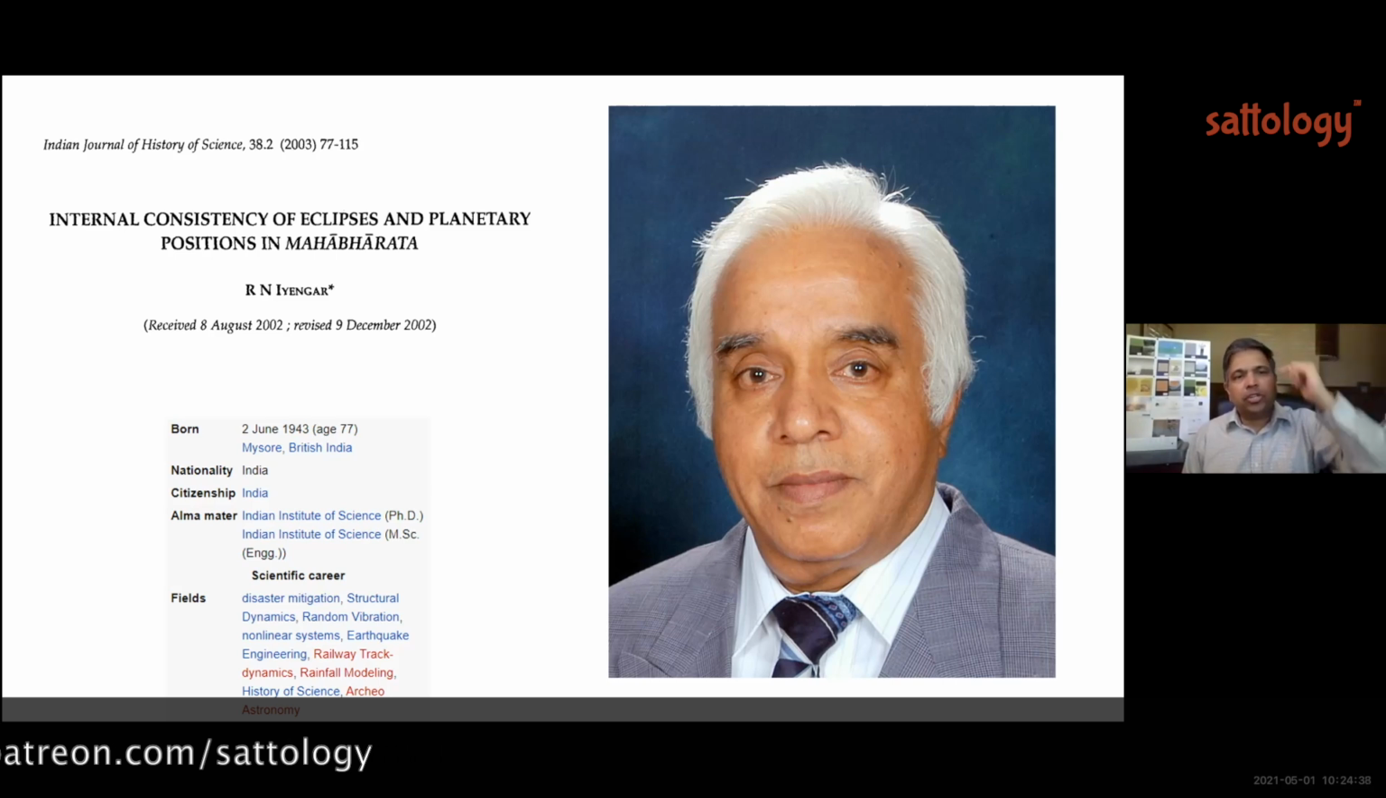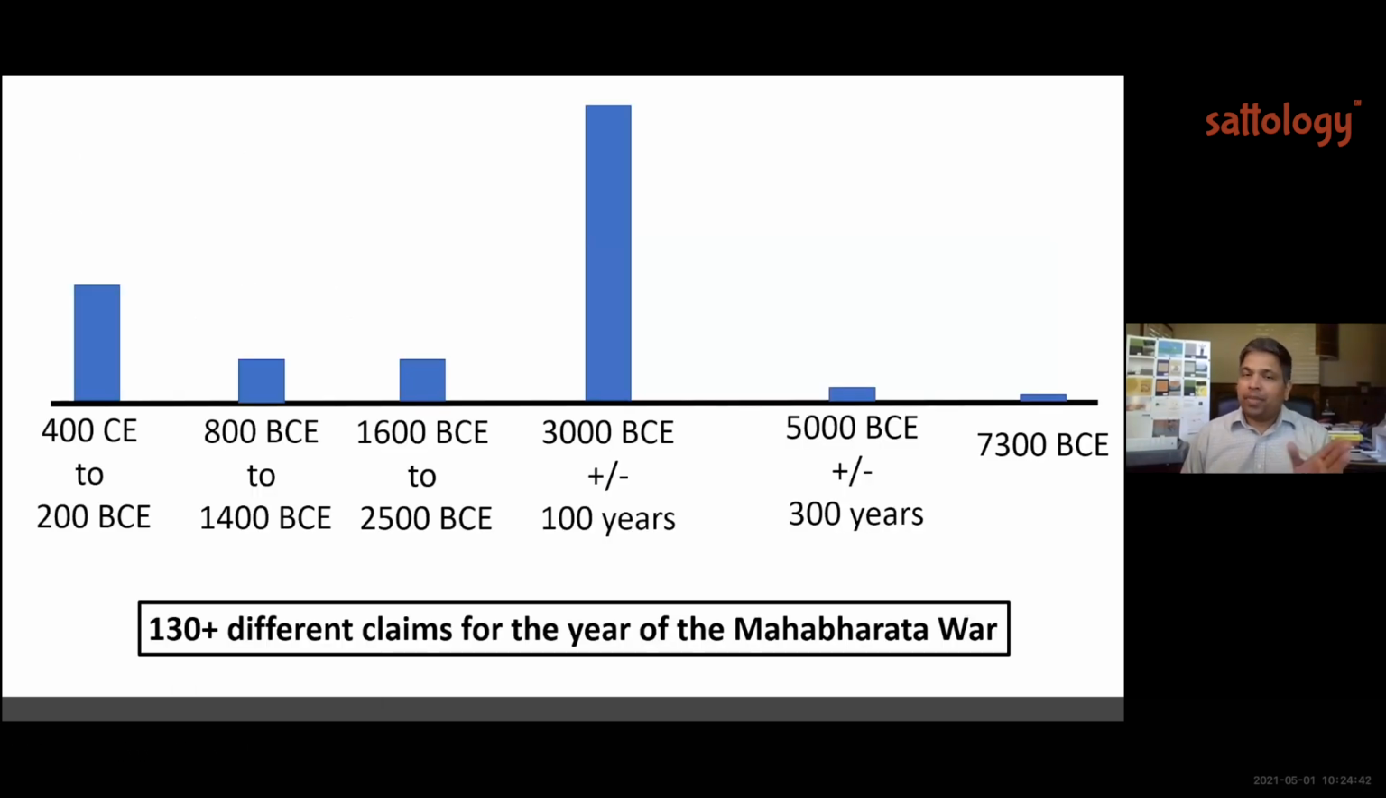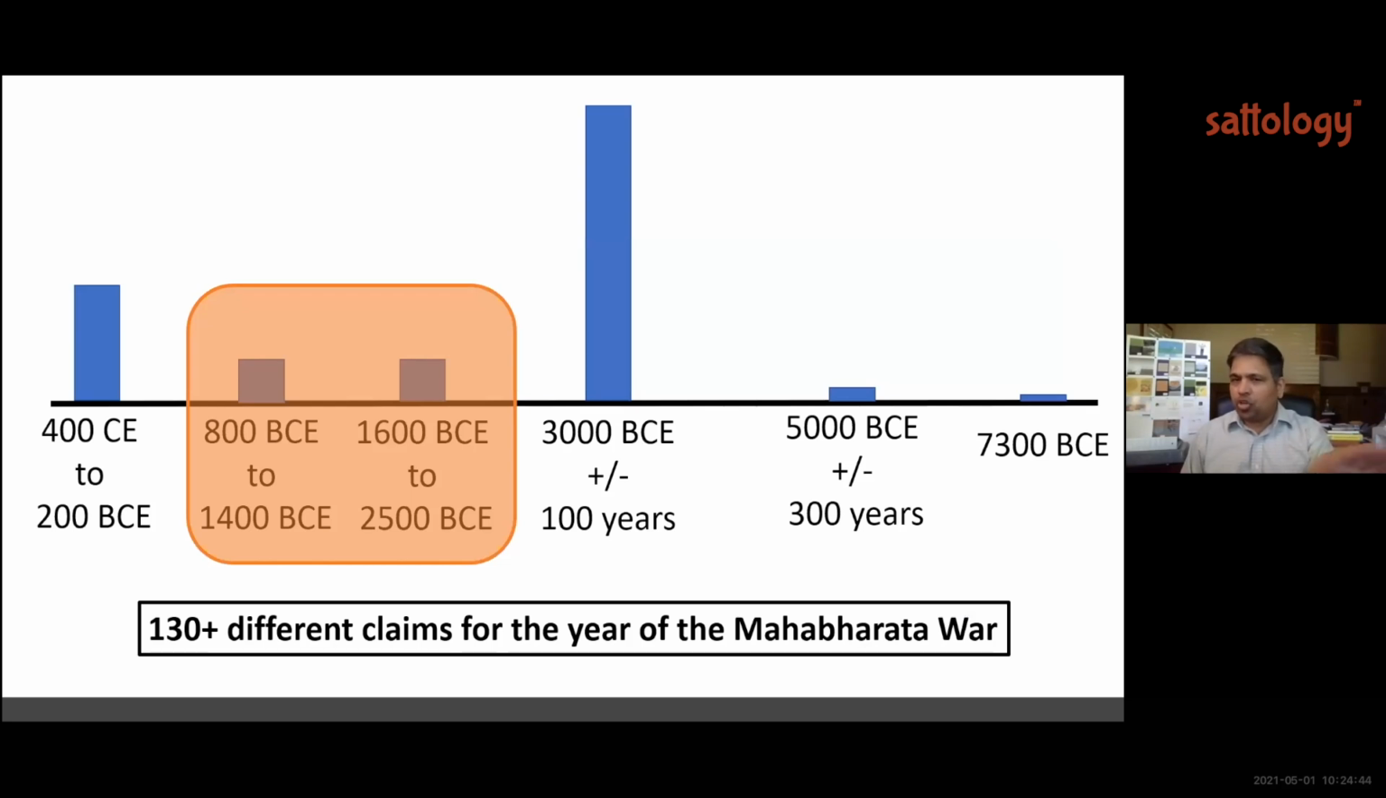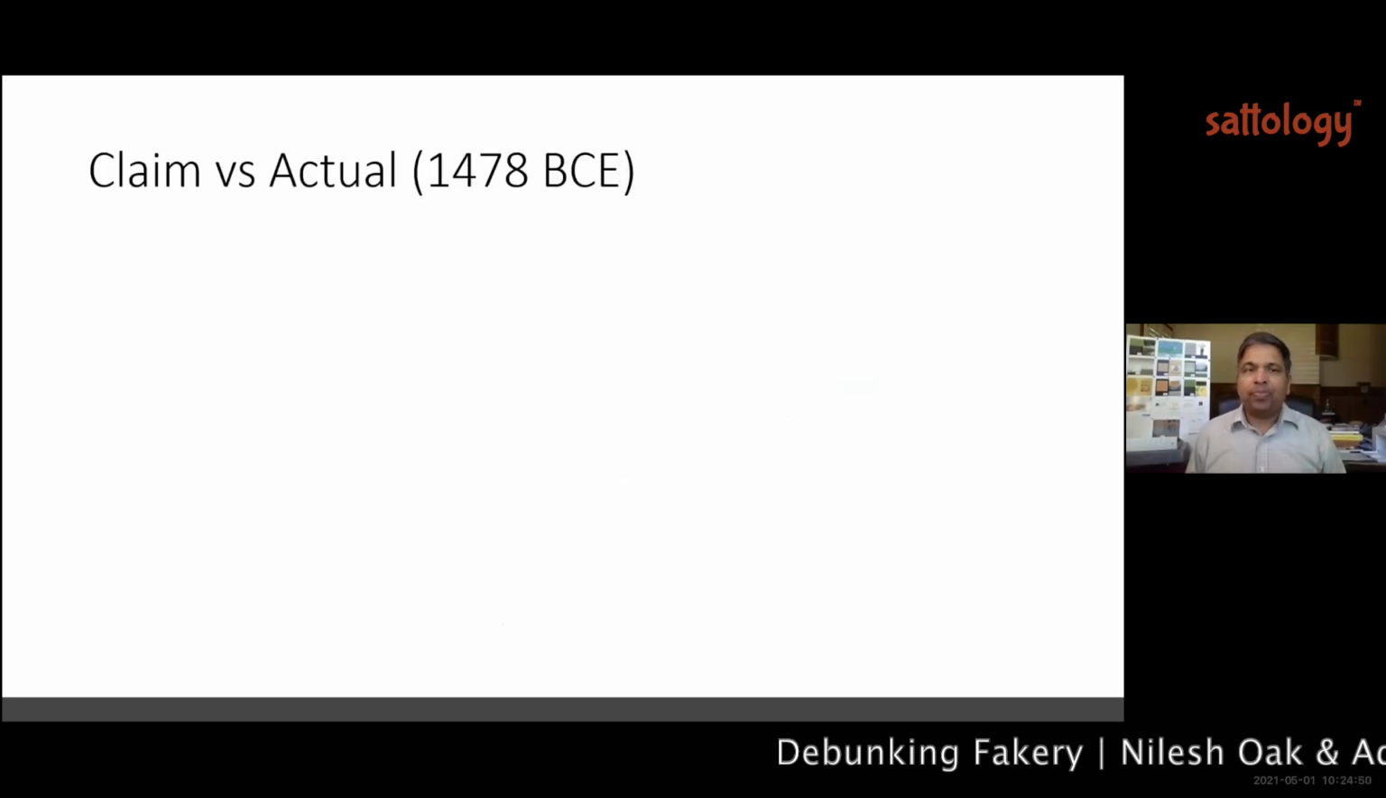Iyengarji, Internal Consistency of Eclipses and Planetary Positions in Mahabharata. Then his specific claim, just on this broad scheme of multiple claims of Mahabharata, it fits somewhere there, 1478.